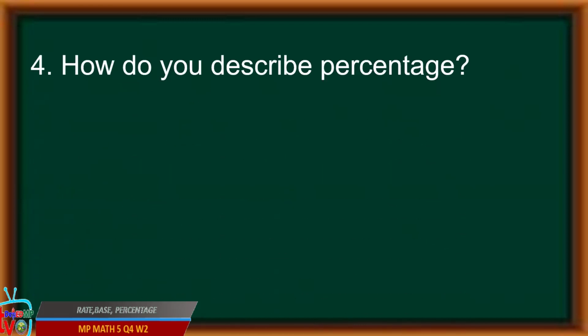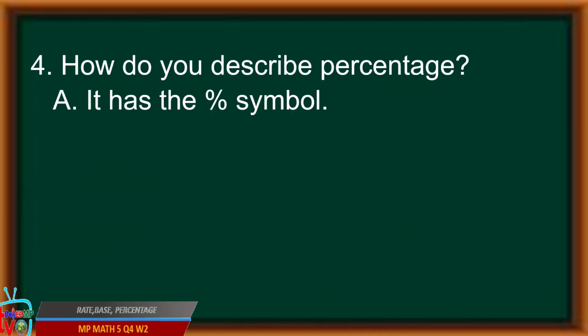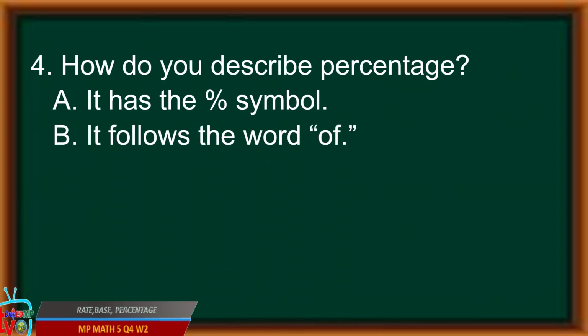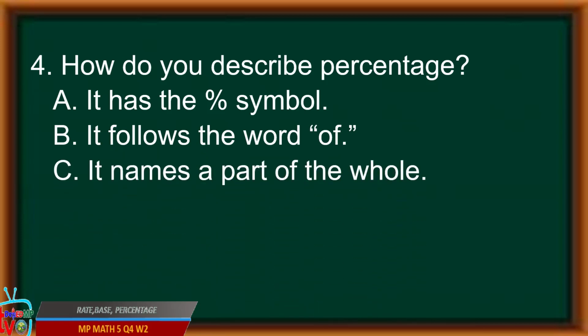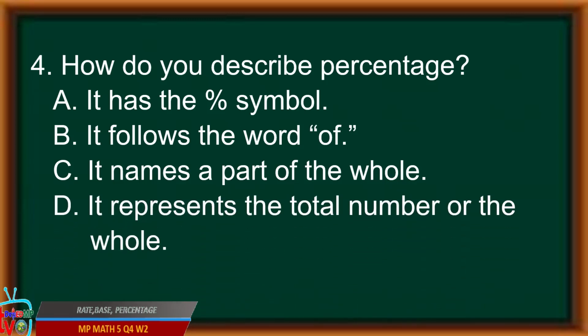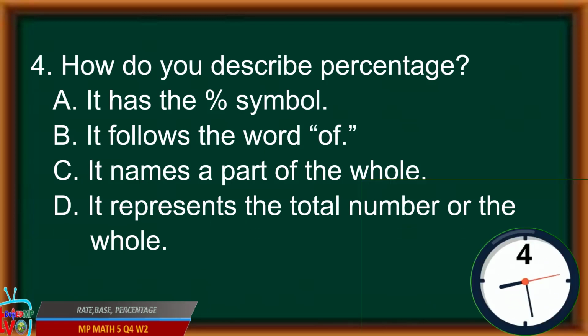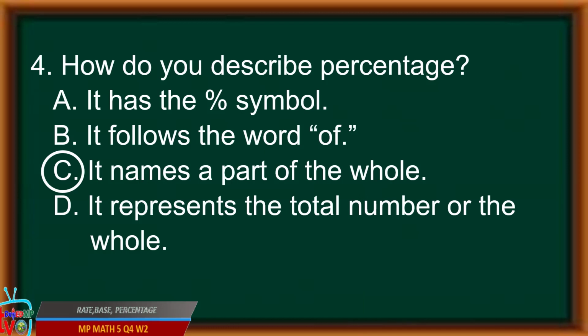Number 4. How do you describe percentage? A. It has the percent symbol. B. It follows the word of. C. It names a part of the whole. And D. It represents the total number or the whole. The correct answer is letter C. It names a part of the whole.